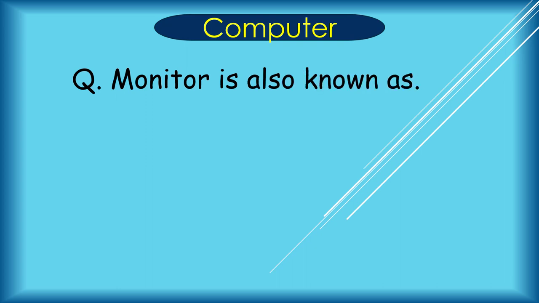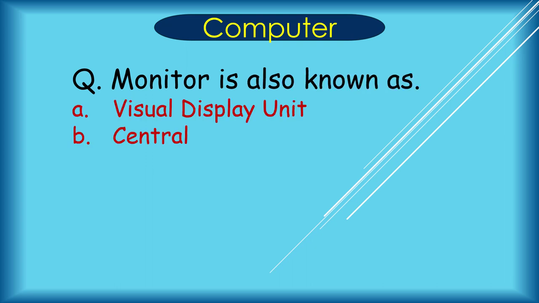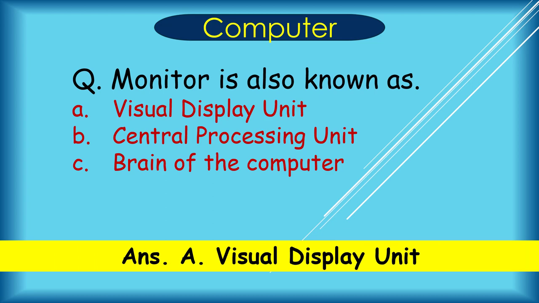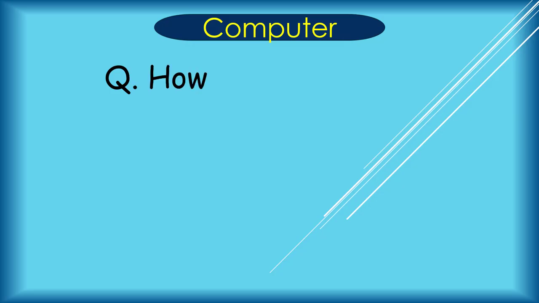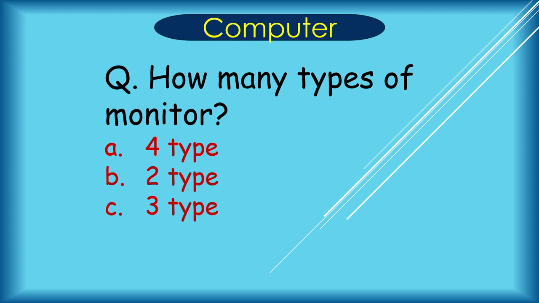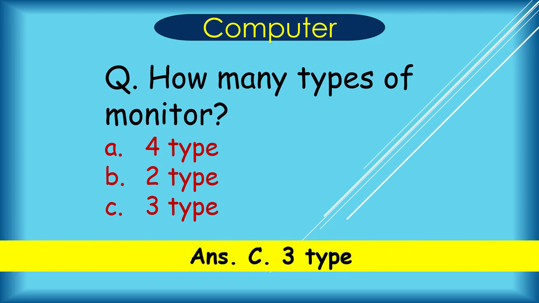Question: Monitor is also known as A visual display unit, B central processing unit, C brain of the computer. Correct answer is A visual display unit. Question: How many types of monitor? A 4 type, B 2 type, C 3 type. Correct answer is C 3 type.